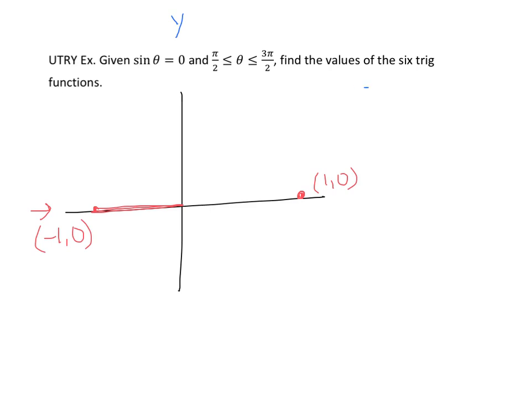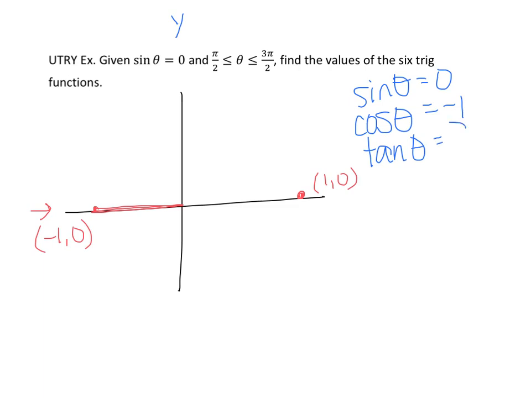Okay, so sine theta, sine has to do with the y-coordinate. Y-coordinate is 0. Cosine theta, cosine's the x-coordinate, negative 1. Tangent theta, tangent is the y over x. So 0 over negative 1 or 0.